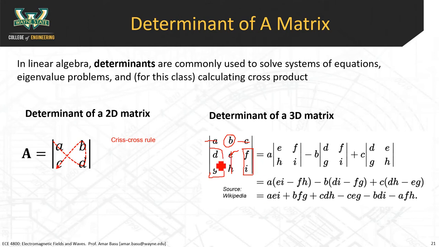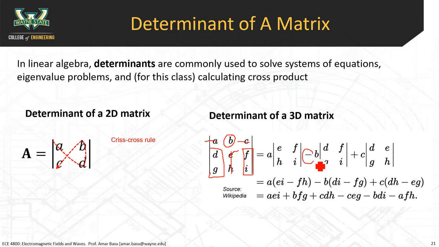The matrix that we're going to multiply B with is D, F, G, and I. So you can see that here. And we're going to multiply B with the determinant of this matrix. So B times the determinant of D, F, G, I. Okay? And the same pattern is used for the third one as well. But I want you to notice a very important thing here.